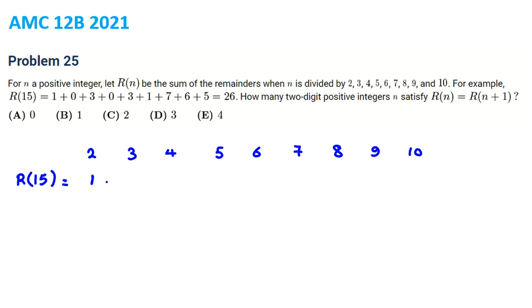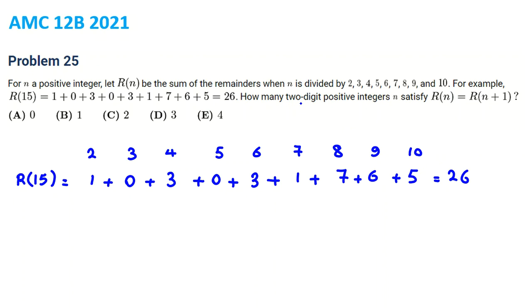15 when divided by 2 is 1, when divided by 3 is 0, when divided by 4 is 3, when divided by 5 is 0, when divided by 6 is 3, when divided by 7 is 1, when divided by 8 is 7, when divided by 9 is 6, when divided by 10 is 5. So if we add 1 plus 3 is 4, 4 plus 3 is 7, plus 1 is 8, 15, and 21, 26, okay? The problem says: how many two-digit positive integers n satisfy R(n) equal to R(n+1)?